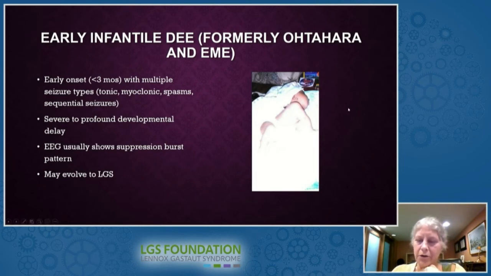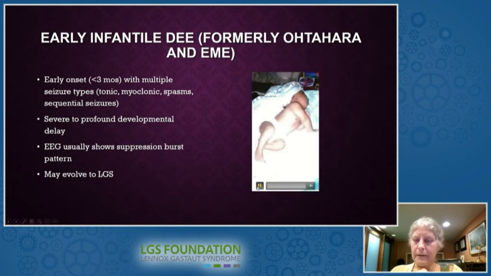And I'll show you here on the video, this is a child who has at times a tonic component, at times a myoclonic component, at times a clonic component. These individuals have severe to profound developmental delay. The EEG usually shows a suppression burst pattern, but may also show multifocal discharges, often superimposed on a high amplitude background. And these cases may also evolve to Lennox-Gastaut syndrome with time.